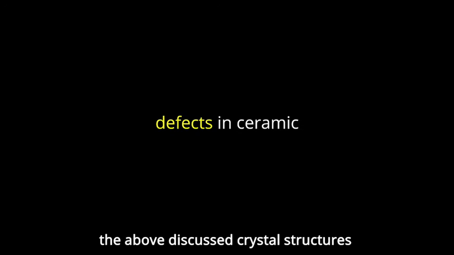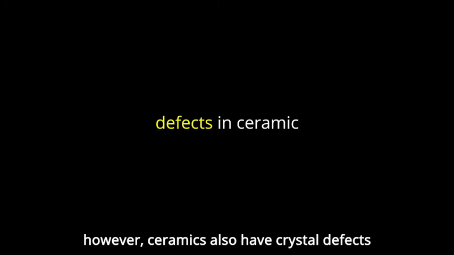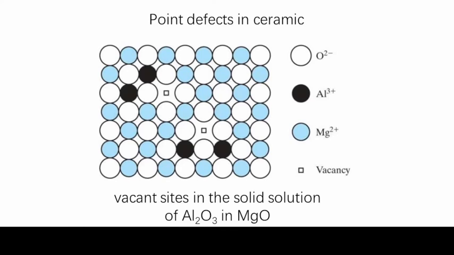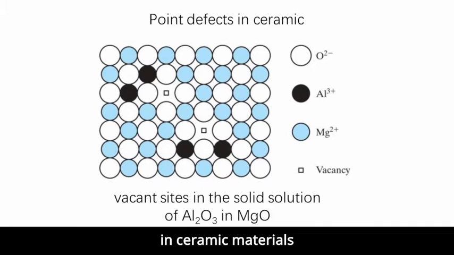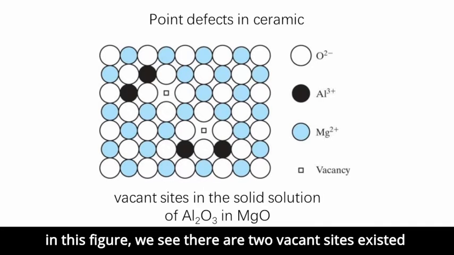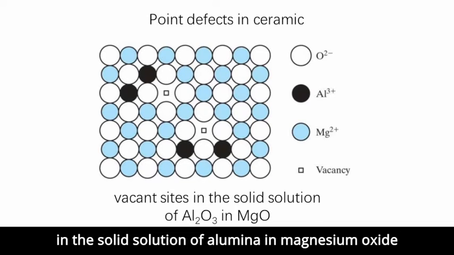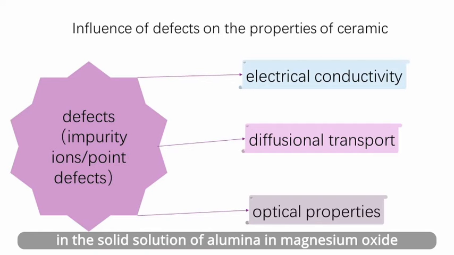The above discussed crystal structures are in the ideal crystalline state. However, ceramics also have crystal defects. Point defects are one of the most common types of crystalline defects in ceramic materials. In this figure, we see there are 2 vacant sites existing in the solid solution of alumina in magnesium oxide.